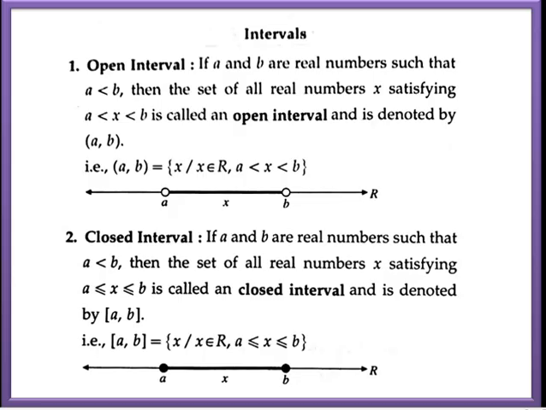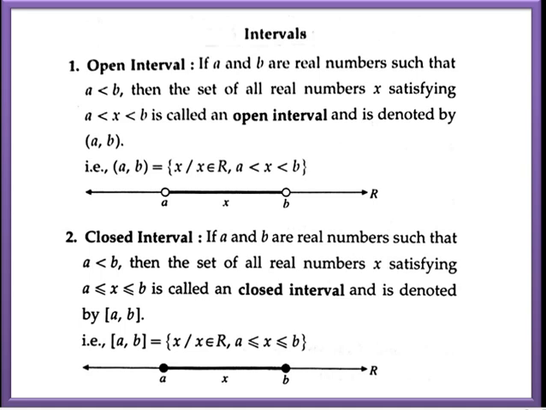Now this concept is very important and interesting. Open interval. If A and B are real numbers such that A less than B, then the set of all real numbers x satisfying A less than x less than B is called an open interval and is denoted by enclosing A and B strictly within a circular bracket. So if A and B are enclosed within a circular bracket, clearly the extreme values A and B do not belong to this interval.